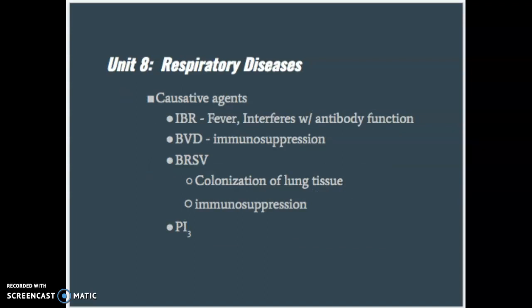IBR is infectious bovine rhinotracheitis. Generally there will be a fever associated with it, and it interferes with bodily function. BVD we talked about earlier, but you can have a BVD respiratory type that certainly is associated with some immunosuppression. Bovine respiratory syncytial virus then is a colonization problem of lung tissue, and it also causes immunosuppression, or basically your immune system does not work appropriately. And then a PI3 disease complex that also is, again, persistently infected animals.